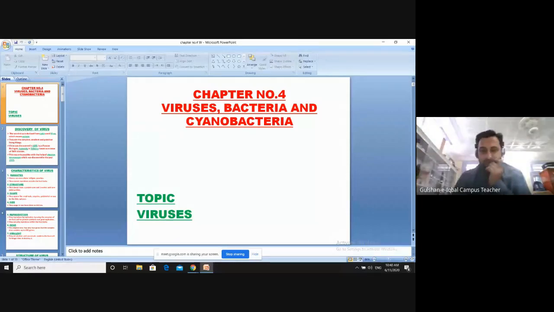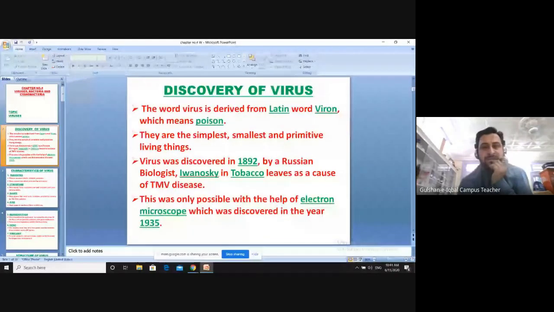all of you. So let's start with the topic number 1, that is viruses. Let's see what viruses are. First of all, the introduction to virus. Viruses basically derive from a Latin word that is viron, and viron means poison. Okay, so as the word name suggests, poison, it means that they are dangerous organisms by any means. They cannot help you anything. They are going to give you harms.